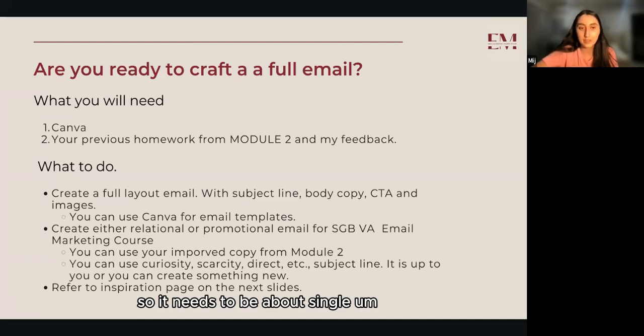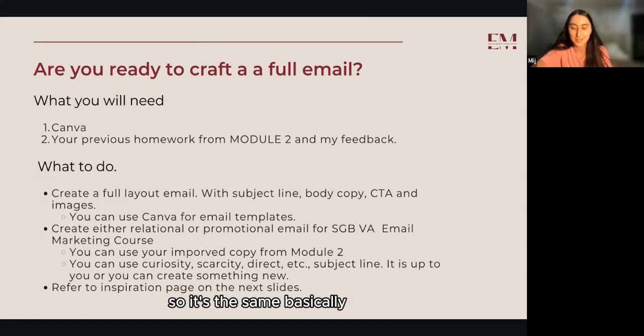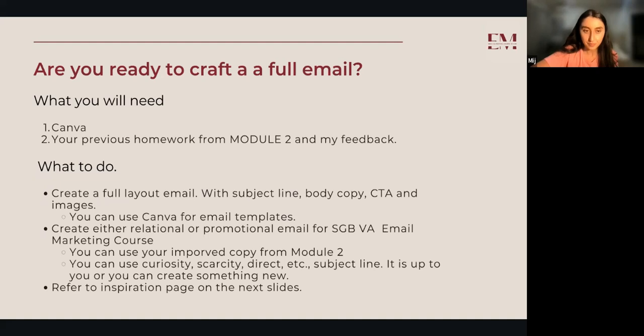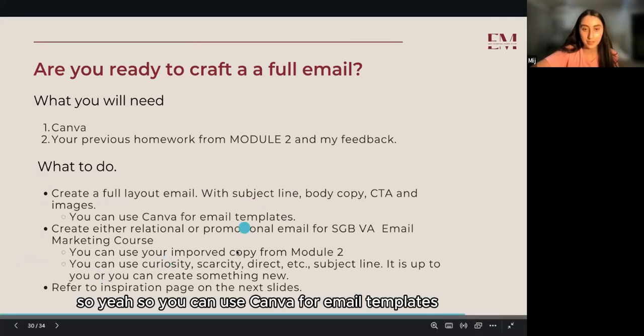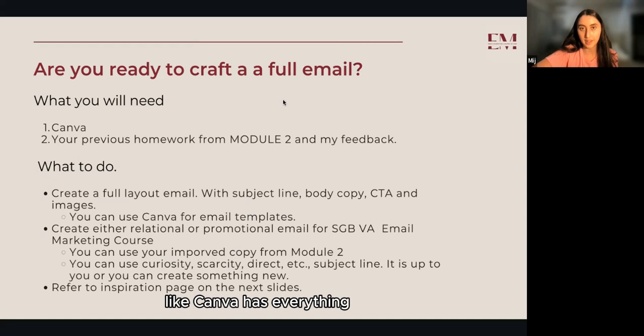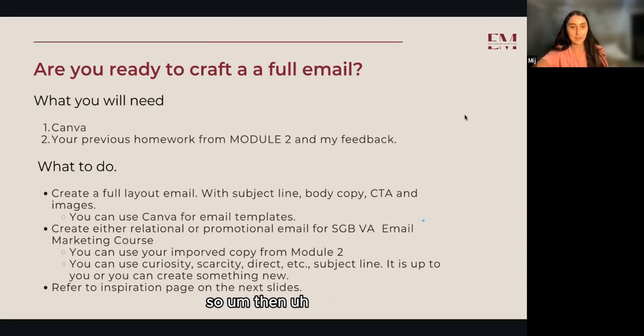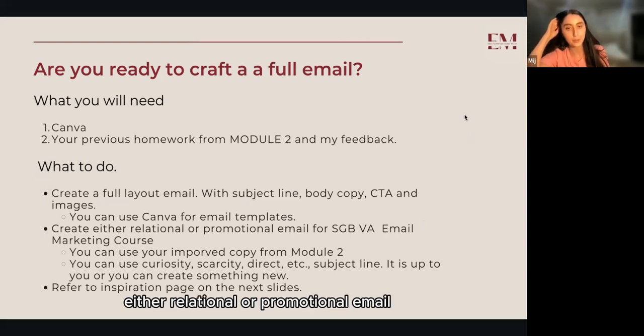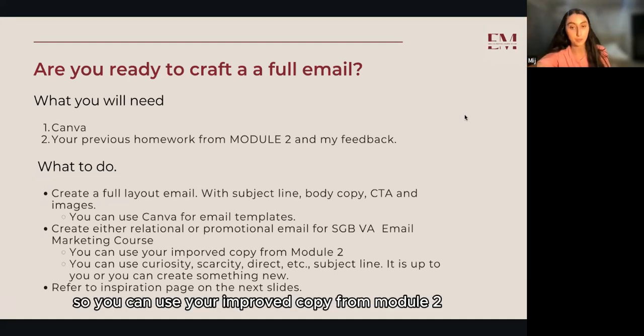It needs to be about the SGBVA email marketing course, of course. It's basically the same task that you did, but this time it's more comprehensive. You need to add images. You can use Canva for email templates. Canva has everything that you need. Then you need to create either a relational or promotional email for the SGBVA email marketing course. You can use your improved copy from Module 2.